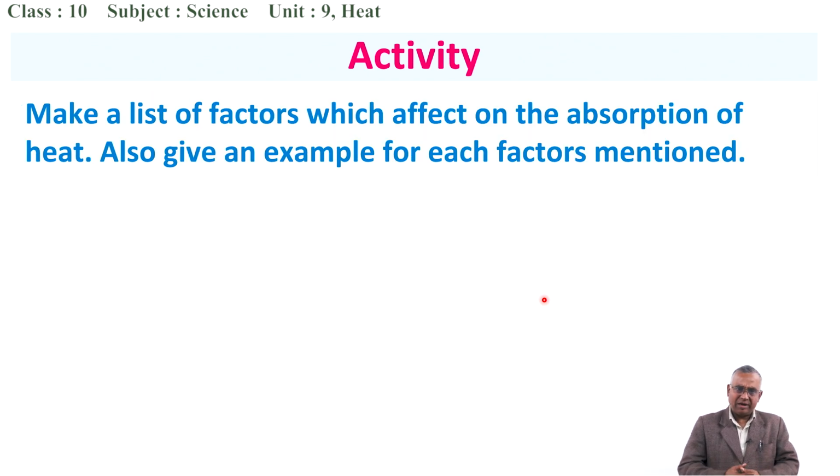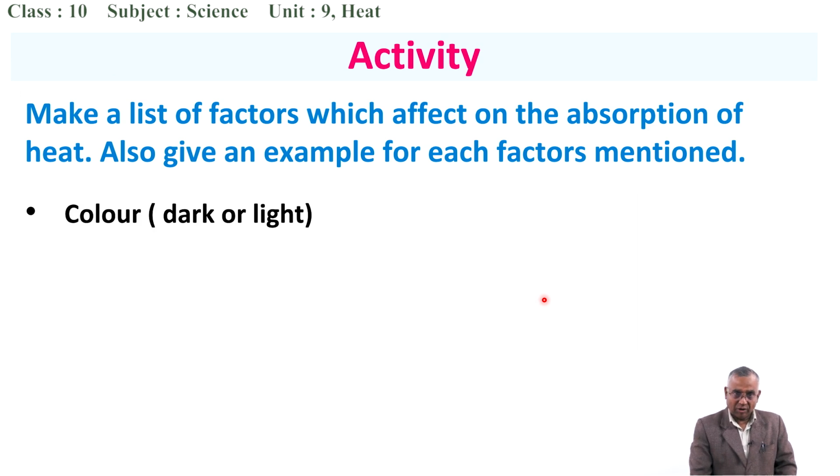Here we are going to do the next activity. You have to think and write, making a list of factors which affect the absorption of heat. Also give an example for each factor mentioned. This is based on the knowledge of junior classes. In junior classes you have studied what type of metals have more absorption of heat, or which color absorbs more. I will not give more hints, just think what may be the factors which affect the absorption of heat. Okay, at first note down.